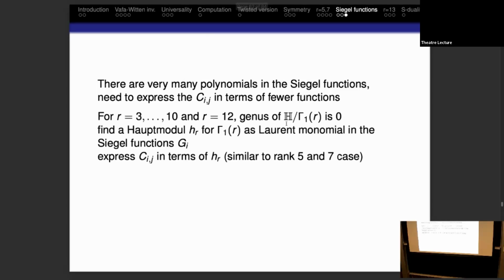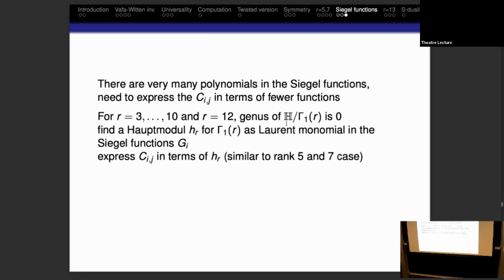If r is smaller than or equal to 10 or equal to 12, then the genus of the modular curve H modulo Gamma_1(r) is 0. So we can find a Hauptmodul, a generator of the modular functions as rational functions, so that every function is a rational function in it. And then we have to find only this rational function.